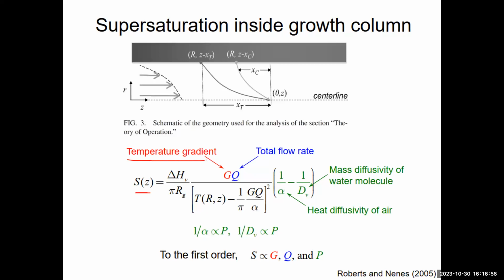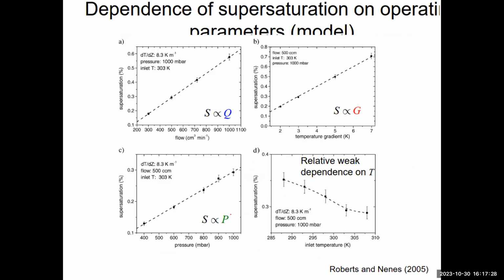So it's related to the temperature gradient, G, the total flow rate through the instrument, and also these two diffusion terms. One is a mass diffusivity and the other is a heat diffusivity. For both of these terms, 1 over the terms are proportional to pressure. So the lower the pressure, the higher the diffusivity. Because of that, this whole term is proportional to pressure, the temperature gradient, and the total flow rate. So there are some calculations regarding how the supersaturation is dependent on these parameters.